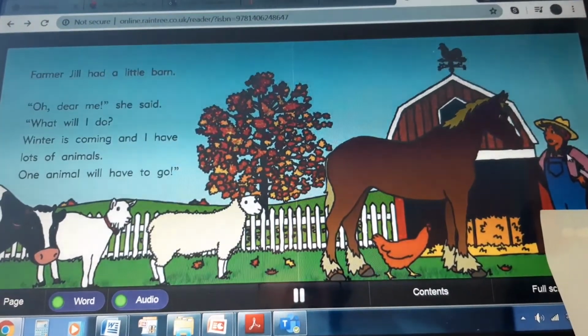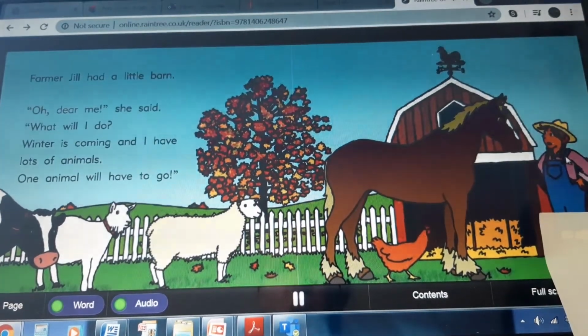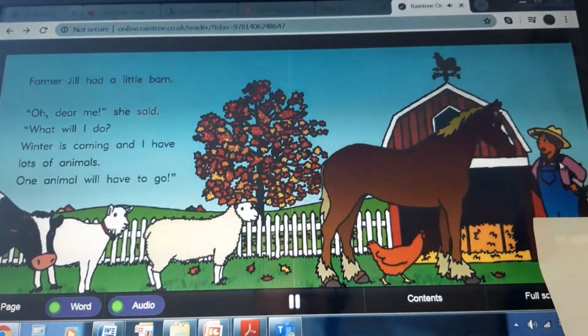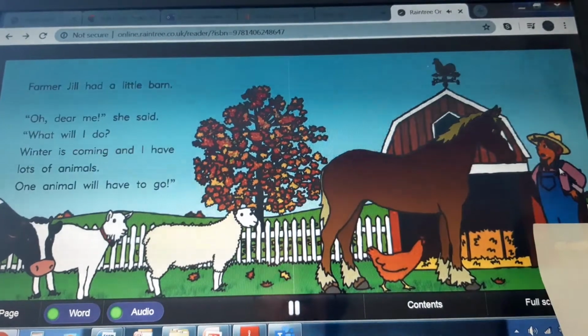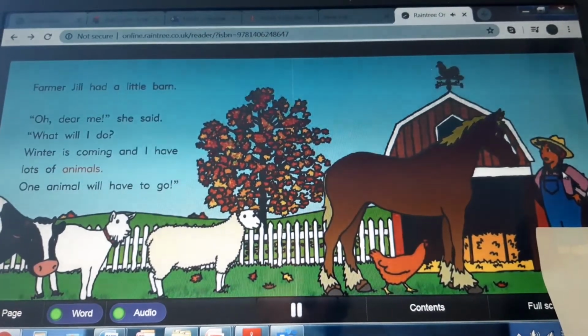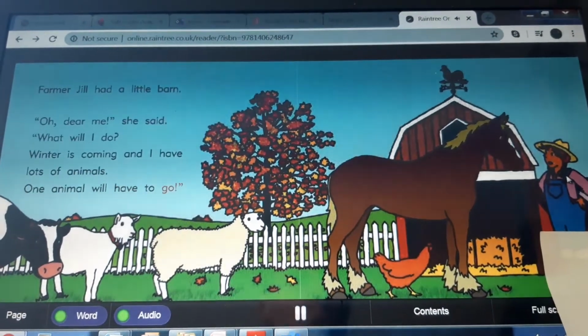Farmer Jill had a little barn. "Oh dear me," she said. "What will I do? Winter is coming and I have lots of animals. One animal will have to go."